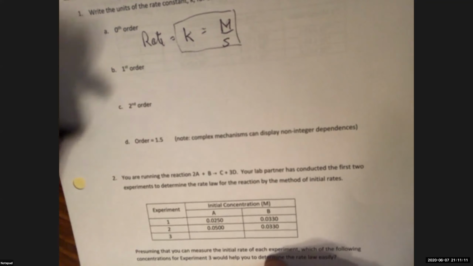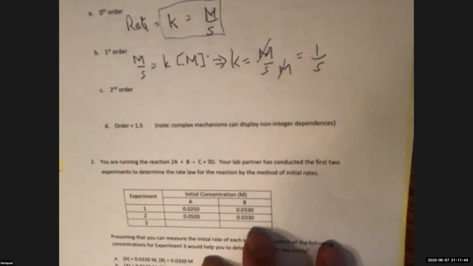In the second case, I'm going to substitute the units for rate here. In a first order reaction, we have molarity per second equal to the rate constant times the concentration, molarity, to the 1. So k is going to equal molarity per second divided by molarity. The unit for k is seconds to the minus 1. And we talked about that earlier.